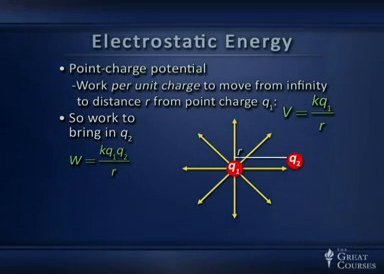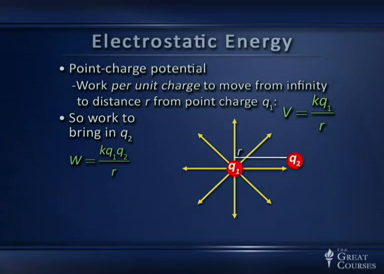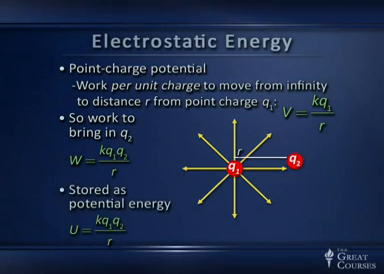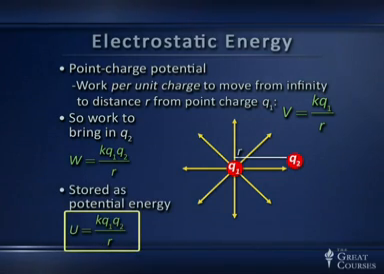Now, because the electric force is conservative, that work that we did ends up being stored as electrostatic potential energy. So the stored potential energy of a system of 2 point charges is kq1q2 over r. And in this case, just like when I brought my red balls together, that energy is a positive stored energy because I had to do work to bring those two charges together.